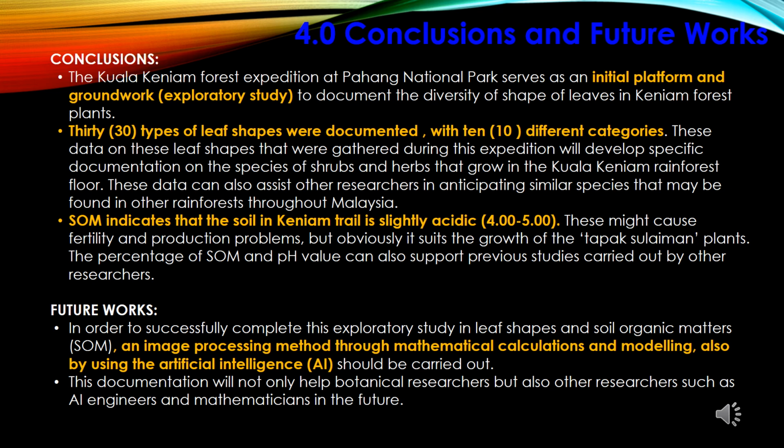We also would like to recommend for future works. In order to successfully complete this exploratory study in leaf shapes and soil organic matter, an image processing method through mathematical calculations and modeling, also by using artificial intelligence (AI), should be carried out. This documentation will not only help botanical researchers but also other researchers such as AI engineers and mathematicians in the future.